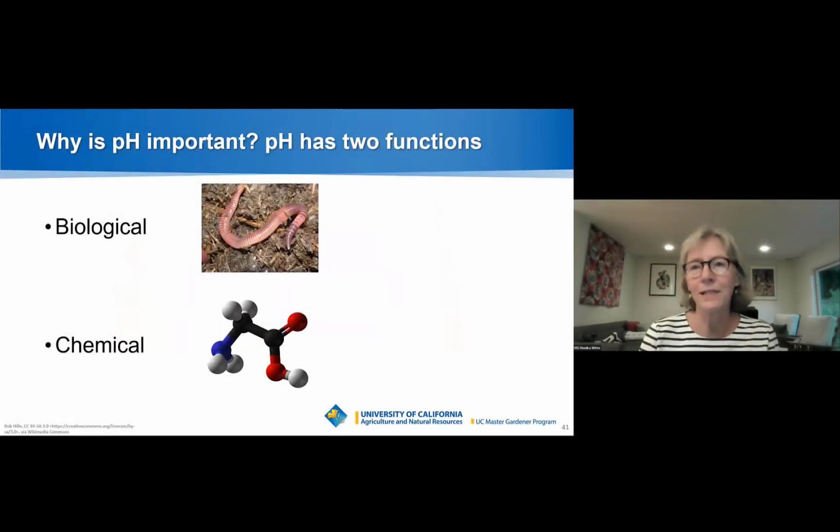So why is it important? Well, pH has 2 functions in the soil, biological and chemical. Many organisms live in the soil, and those organisms each have an optimum pH range. Fungi prefer low pH soils, and bacteria prefer more alkaline soils. And near neutral pH, around 7, is where the greatest diversity of organic life in the soil is. The chemical function, on the other hand, is the gatekeeper function that I mentioned for nutrients.